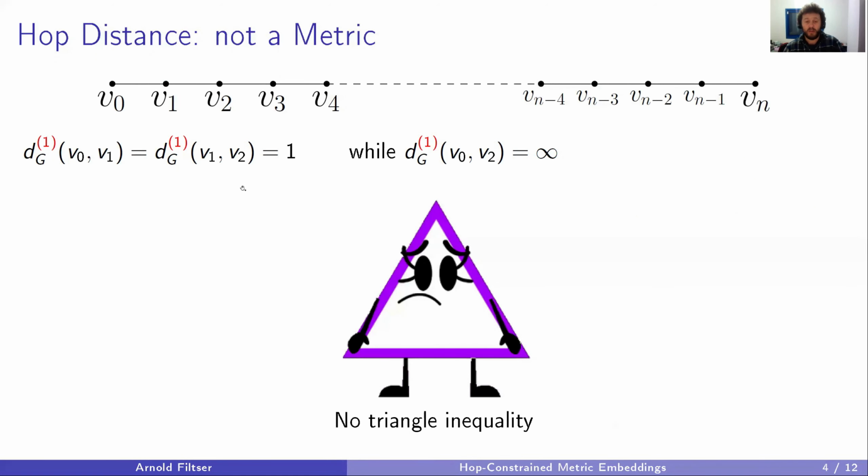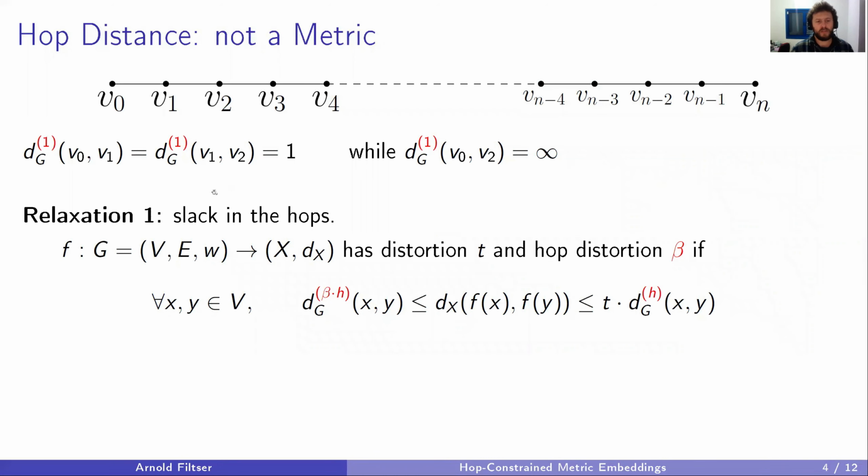Okay, so we still want to represent the distances somehow using a tree. And to make this possible, we introduce here two relaxations. The first relaxation is that we allow some slack in the hops. Specifically, we'll say that embedding f has distortion t and hop distortion beta if for every pair of points x and y, the distance between them in the image will be at most t times the h-hop distance between x and y in the graph, and at least the beta h-hop distance. So in a sense, we have a different number of hops here. So this is the first relaxation.